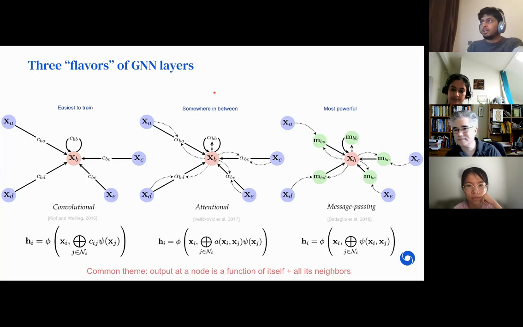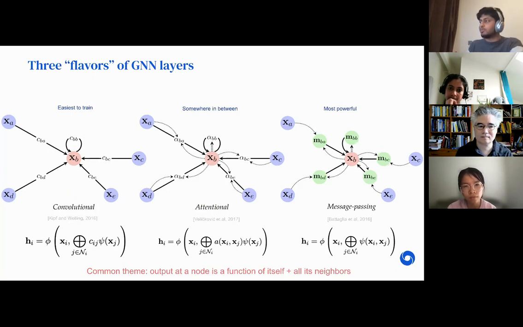And one interesting thing is that most of the work in self-supervised representation learning for graphs thus far was focusing only on convolutional networks. And it was found that it is pretty difficult to scale those same methods to attentional networks, for example. So one objective we had in mind was also to see if better methods can be more easily applied to more and more complex models. Okay, but as a common theme, the output of a node is a simple function of itself and all of its neighbors.